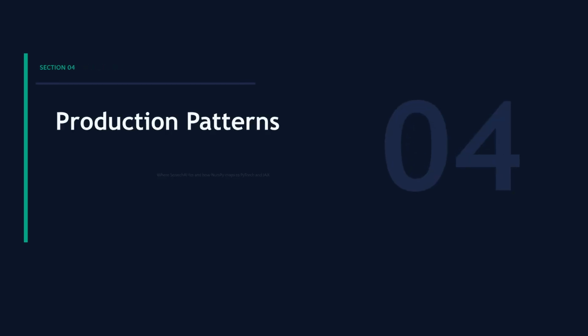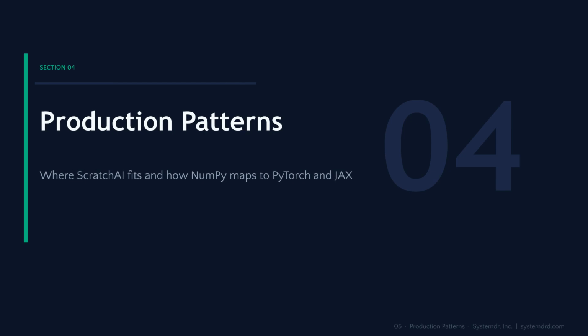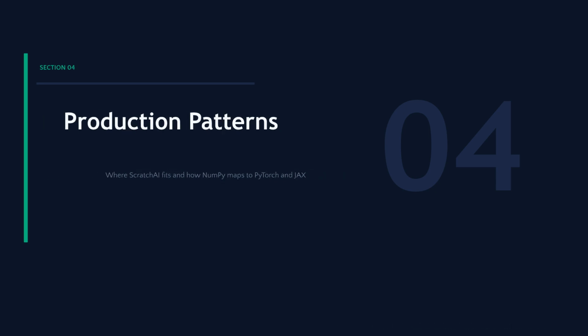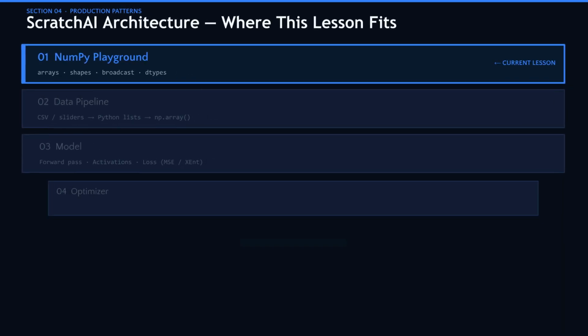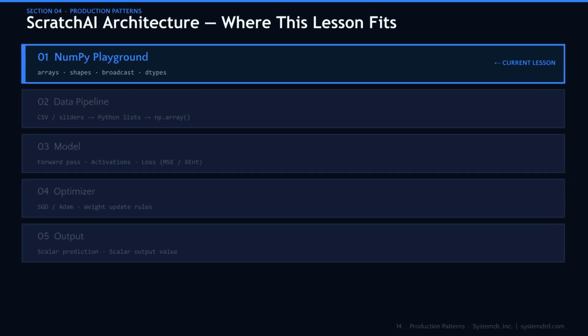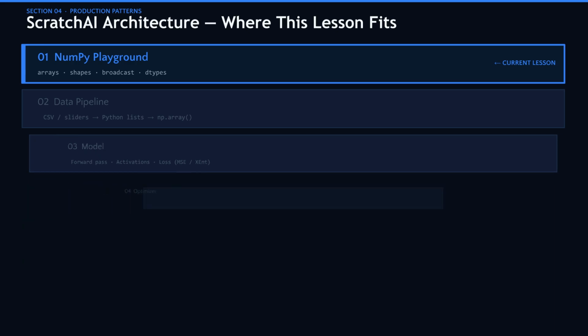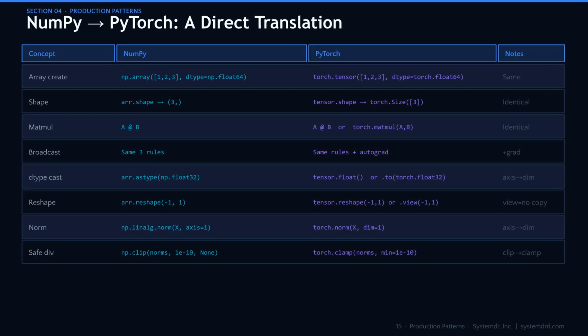In the final section, production patterns, we look at where this NumPy foundation fits within the larger Scratch AI architecture and how these core concepts map directly to modern frameworks like PyTorch and JAX. The Scratch AI architecture begins with the NumPy Playground, focusing on arrays, shapes, and dtypes. This foundational layer supports the data pipeline, the model's forward pass and loss calculations, the optimizer, and the final output generation. NumPy translates directly to PyTorch.